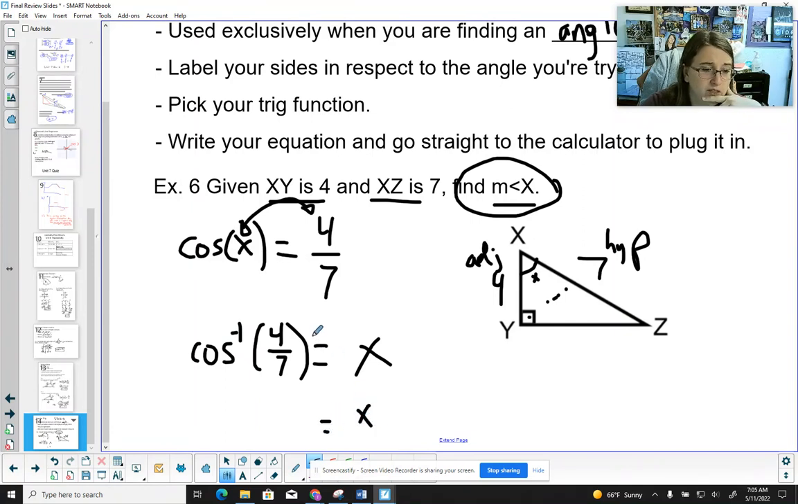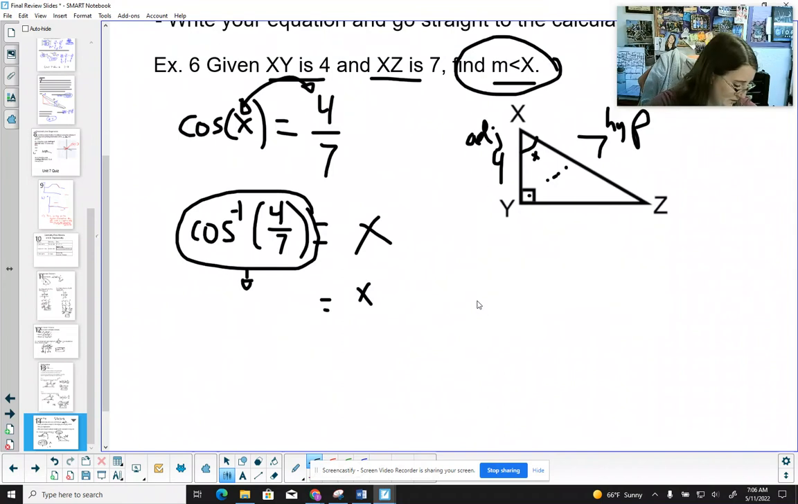So let me know if you forgot how to plug this in the calculator. You can just raise your hand and I'll come around and help you. But x is by itself. This just goes in the calculator and you've got your answer. Cosine inverse of 4 divided by 7. Okay, so you should have gotten to the nearest tenth, 55.15, so that should round to 55.2.